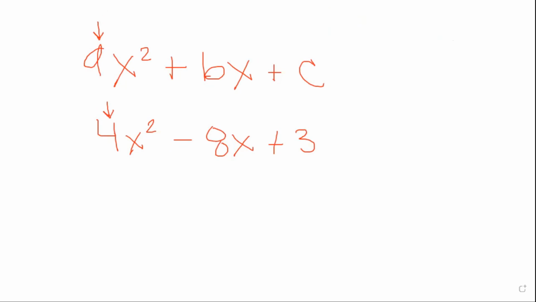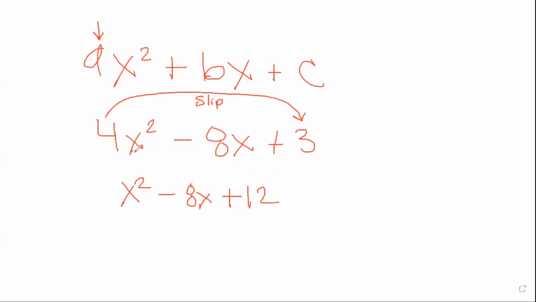So slip and slide, similar to the other methods, the T-chart and big X method, means we're going to take the A term and multiply it by the C term. Slip and slide is a little bit different because I'm literally going to rewrite this equation. I'm going to slip my 4 down to the end. I write the rest of it the exact same, just now I multiply the 4 by the 3. So we're going to call this x squared minus 8x plus 12. I have slipped the 4 down to the end.